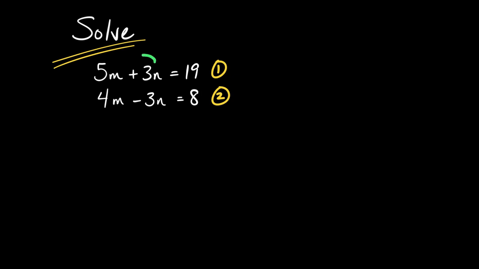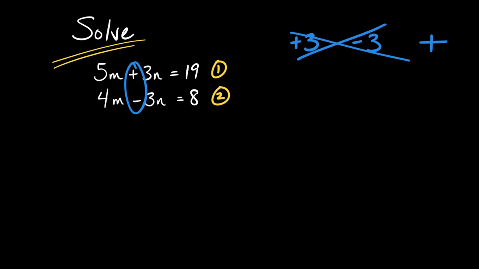And I take a look, and what I see is that both of my n variables have the same coefficient. Now, I understand one of them is positive, one of them is negative, but I notice that they both have a coefficient of 3. So that means that I can eliminate my n's by putting together my two equations. Now, the second part that I want to look at is the signs on them. And I notice that they're different signs. So if I have a positive 3 and a negative 3, the way that I can put those together so that they cancel out is to add them. So if I add equation 1 to equation 2, I will now eliminate my n's.